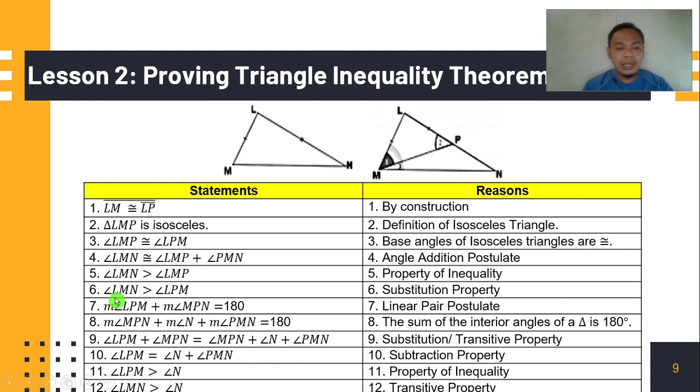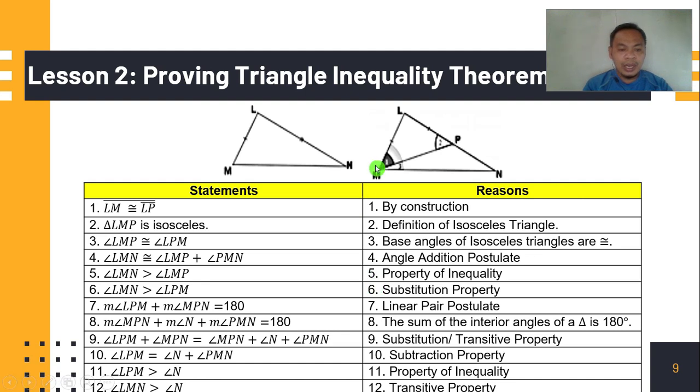Then, angle LMN is greater than LPM. Since si LMP is, this one is equal to this one, so therefore, LMN is greater kay LPM. This is substitution property. And then, the measurement of LMP plus the measurement of MPN is equal to 180 degrees. That is linear pair postulate, di ba? LMN, this one, and this one. Okay, so 180 degrees po siya.